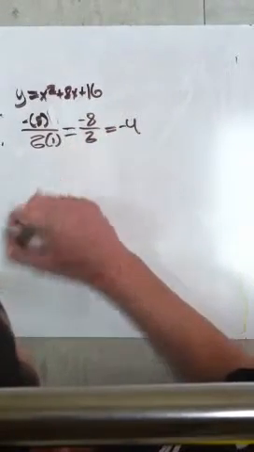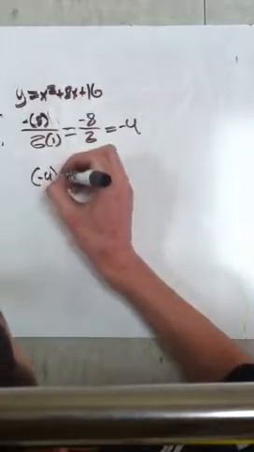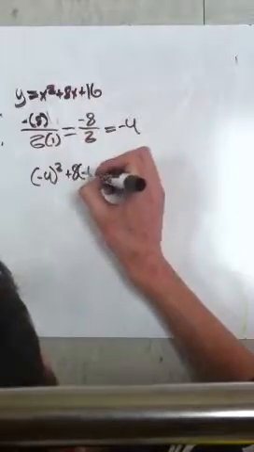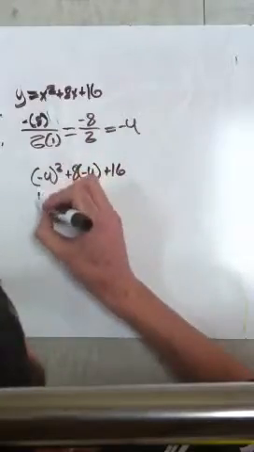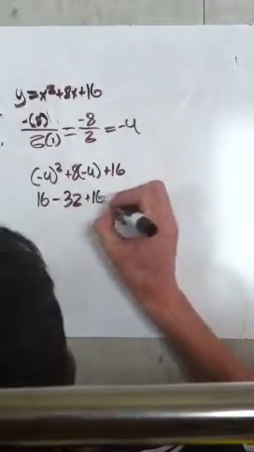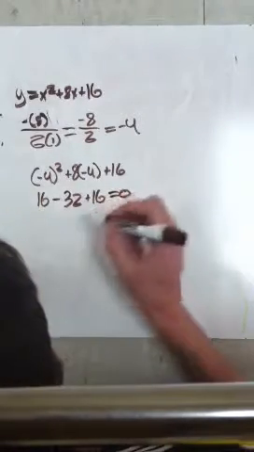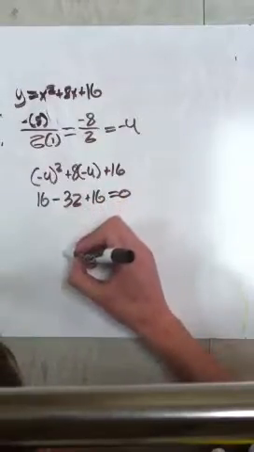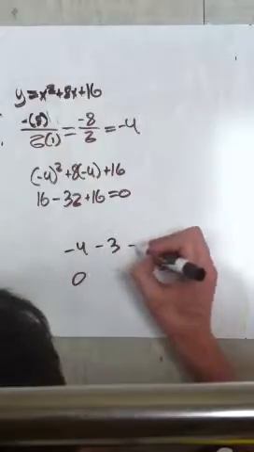And so once you get negative 4, you substitute that for x into the equation. So that would be negative 4 squared plus 8 times negative 4 plus 16. And so that would be 16 minus 32 plus 16. And that equals 0. And negative 4, 0 are going to be the center point for x and y on the table.